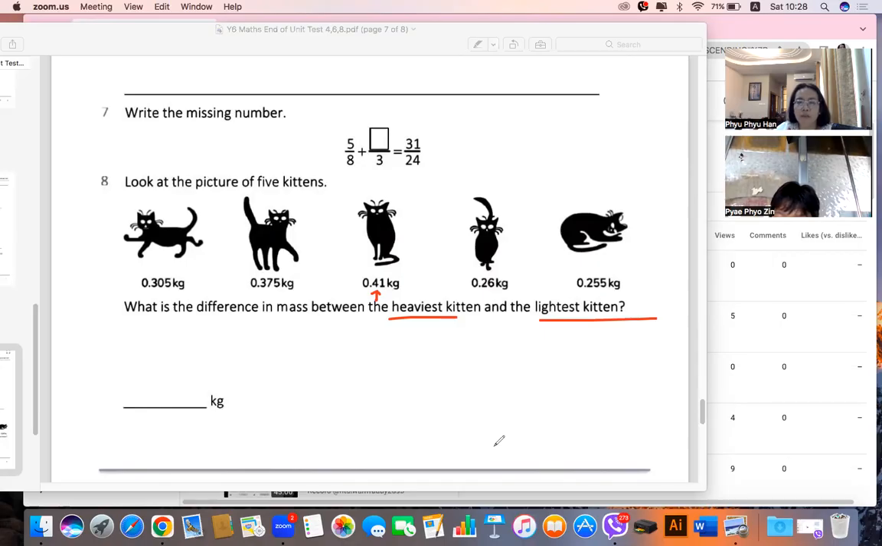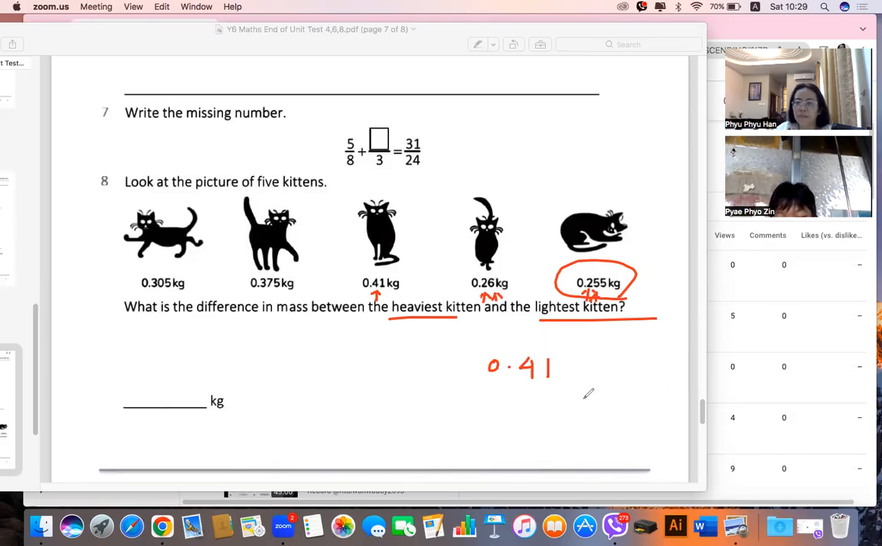Now you find the lightest kitten. Which one is the lightest kitten? Lightest one, so which one? You cannot choose 3, right? Correct. So this one? No. Which one? You see this one? This one is 2, right? So these 2 are the same. And you see, this is 6 and this is 5. So which is bigger? Actually, 6 is bigger.